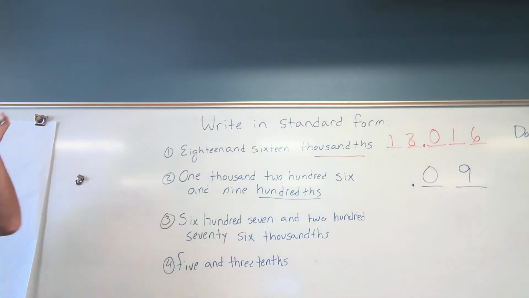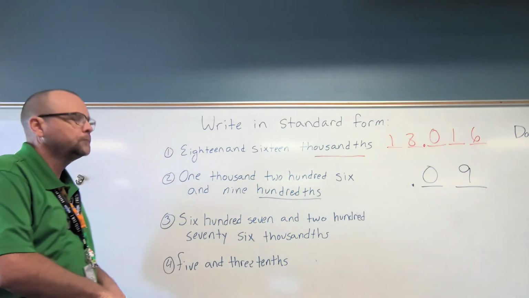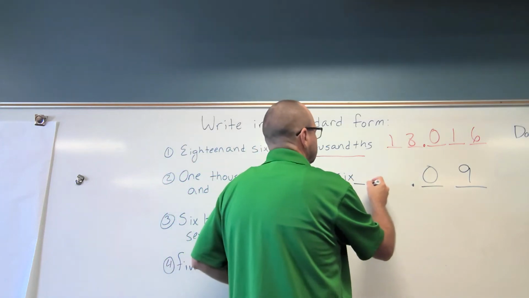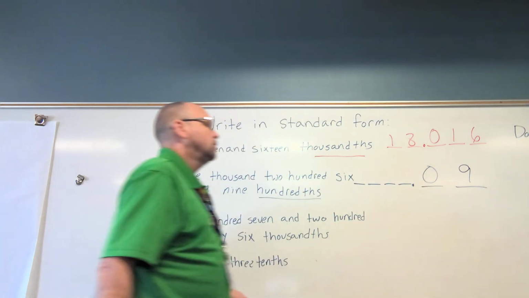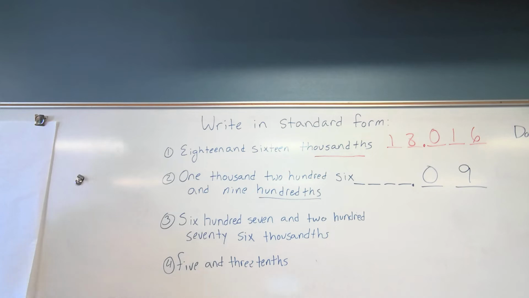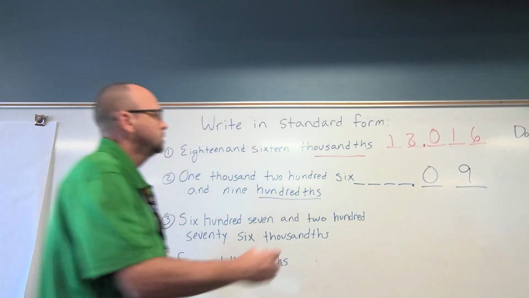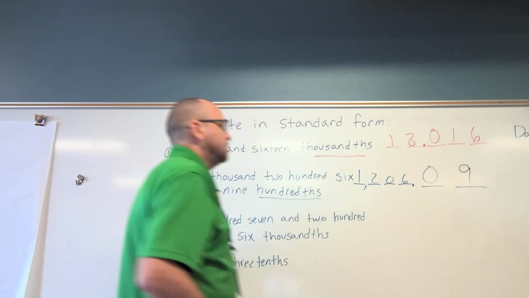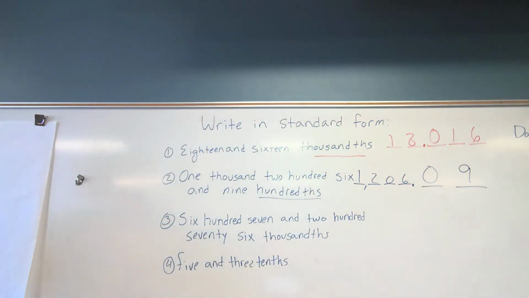How many, Brad, how many places in front of the decimal point will it be? There is 4. And what goes in those place values? A 1, a 2, a 0, and a 6. 1, 2, 0, 6, 1,206, and 9 hundredths. Very good.